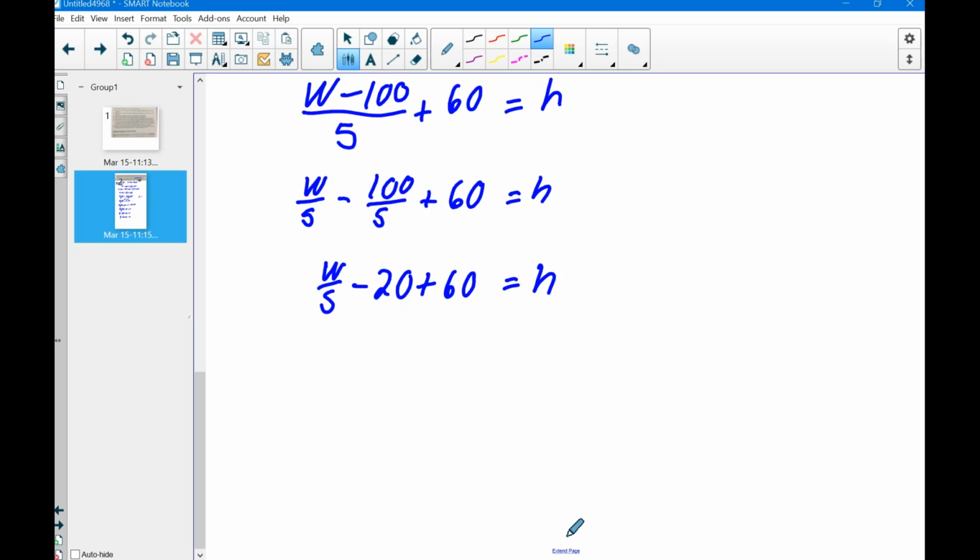Between W over 5 plus 40 equals H. Okay? You can leave it that way, you can get a common denominator, or you can just leave it that way and it's all good. So, let's try a different way of doing this question.